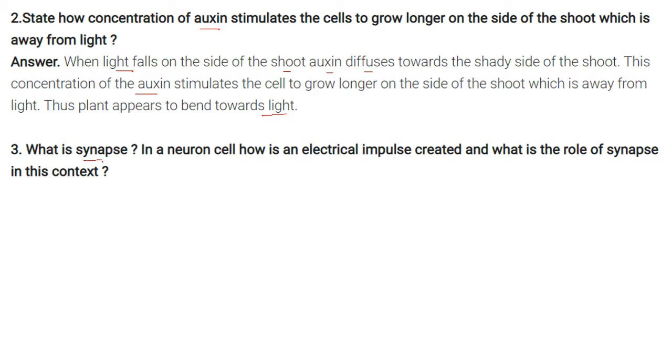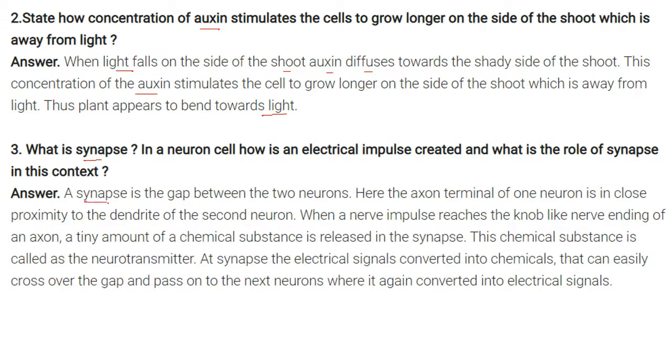What is a synapse? In a neuron cell, how is an electrical impulse created, and what is the role of synapse in this context? A synapse is the gap between two neurons. If these are two neurons, the gap between them is a synapse. Here the axon terminal of one neuron is in close proximity to the dendrite of the second neuron.